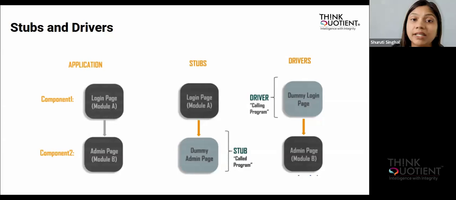So when their dependencies are not yet ready, they help us create a controlled testing environment by simulating the behavior of the missing part. These are both dummy modules: stubs and drivers. So what is a stub? Stubs are dummy modules that basically simulate the behavior of modules or functions which are not yet implemented.